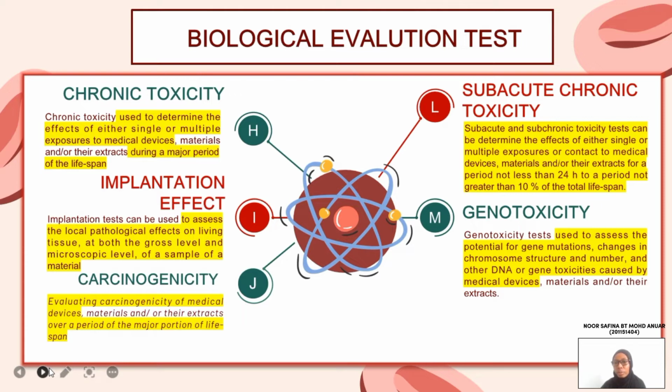Subacute and subchronic toxicity tests can determine the effect of single or multiple exposures or contact to medical devices, materials, and/or their extracts for a period not less than 24 hours to a period not greater than 10% of the total lifespan. Genotoxicity is used to assess the potential for gene mutations, changes in chromosome structure and number, and other DNA or gene toxicities caused by medical devices, materials, and/or their extracts.